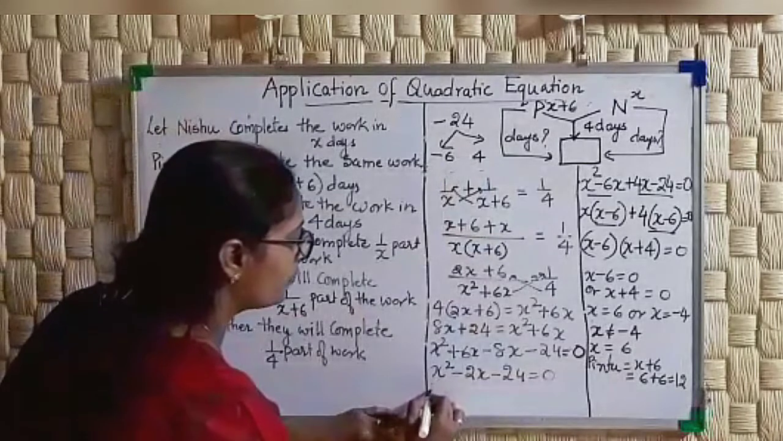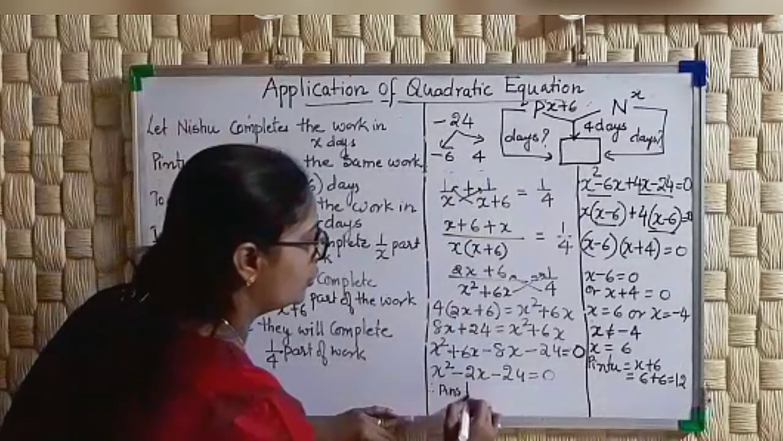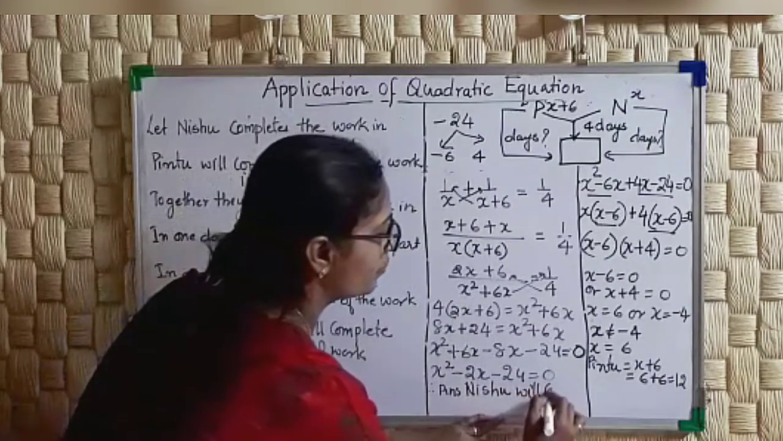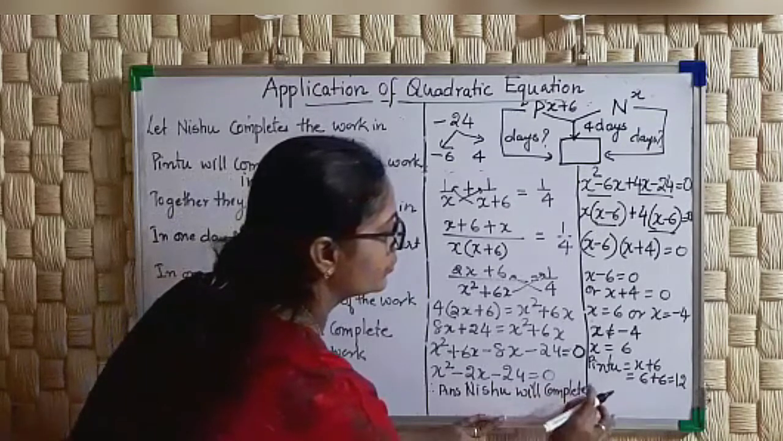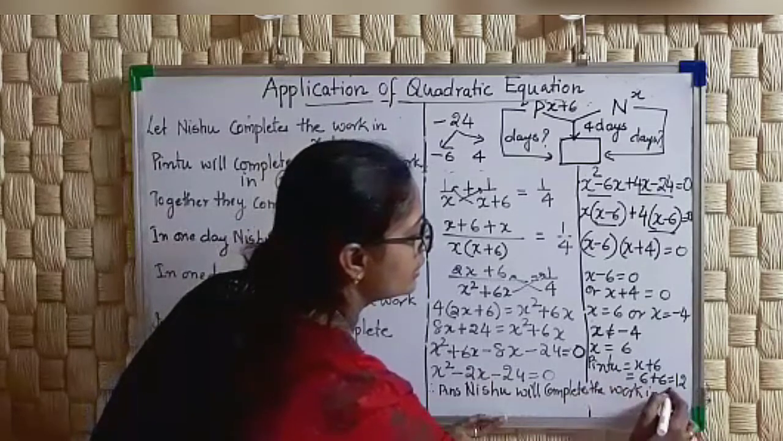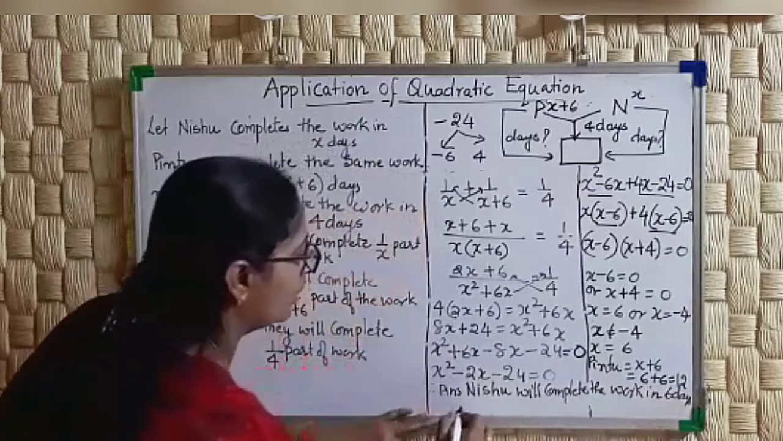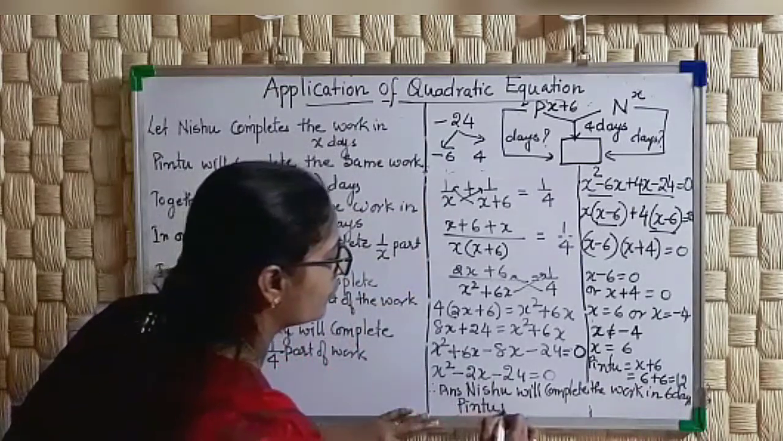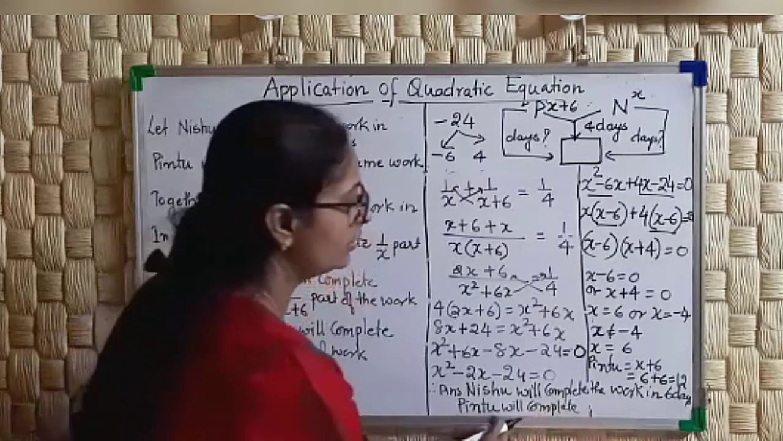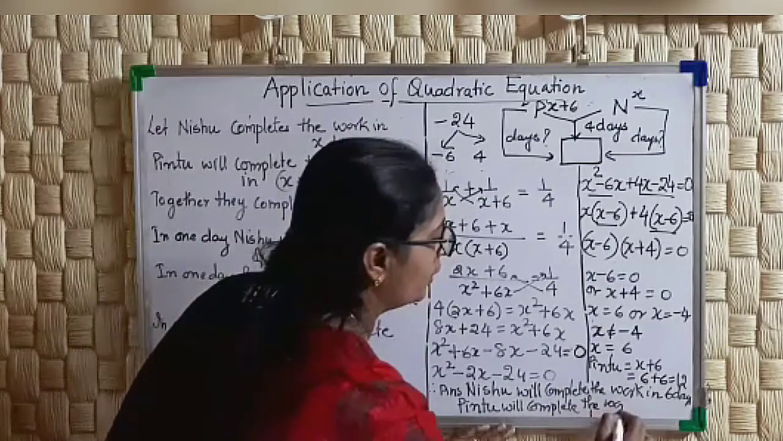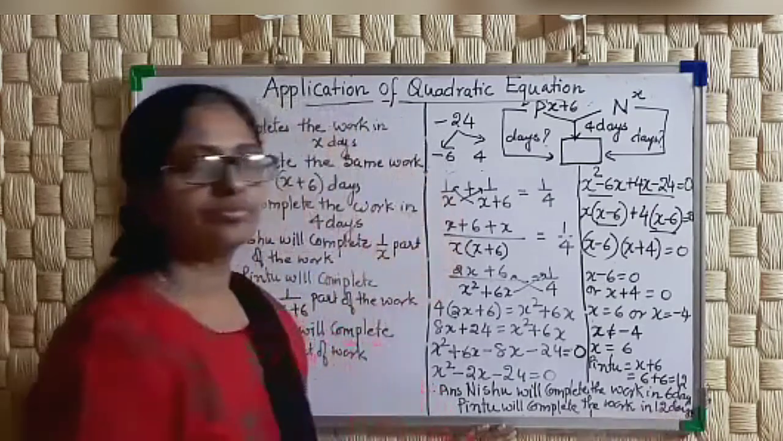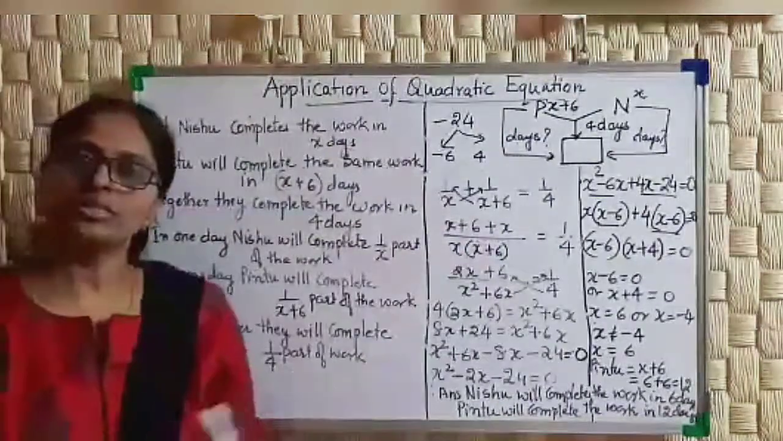So you have the answer here. Nishu will complete the work in 6 days, whereas Pintu will complete the same work in how many days? 12 days. Hope the solution is clear.